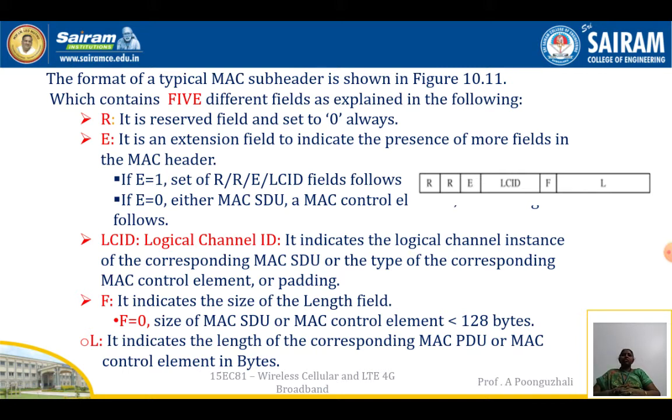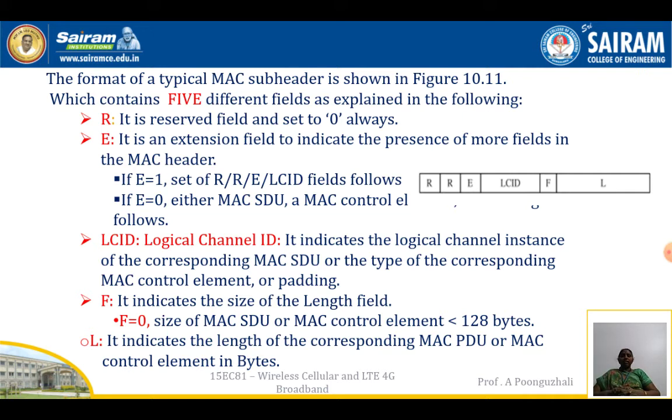It is going to consist of 5 different fields. One is R, which is a reserved field, and it is always set to 0. E is the extension field to indicate the presence of more fields in the MAC header. If E is 1, then another R, R, E and LCID field exist. If E is equal to 0, only either a MAC SDU or a MAC control element follows, and the padding field follows.